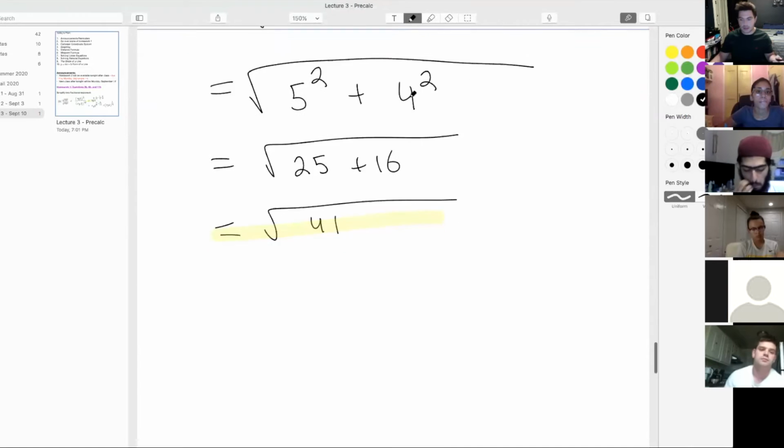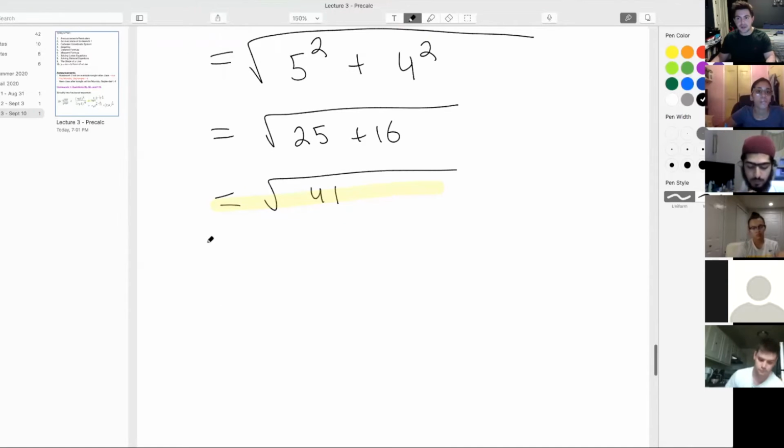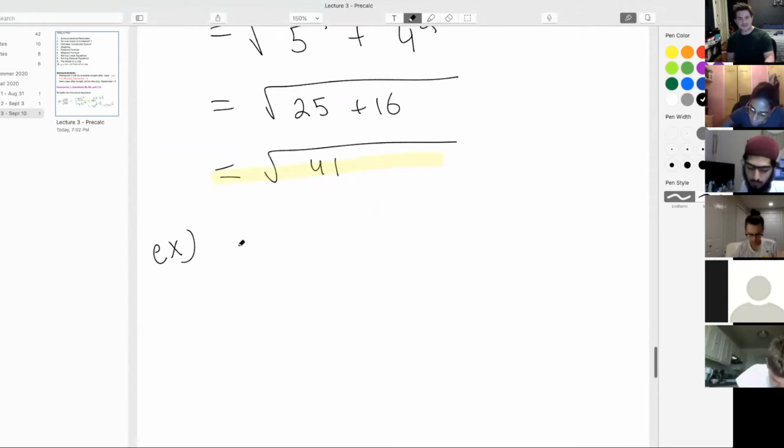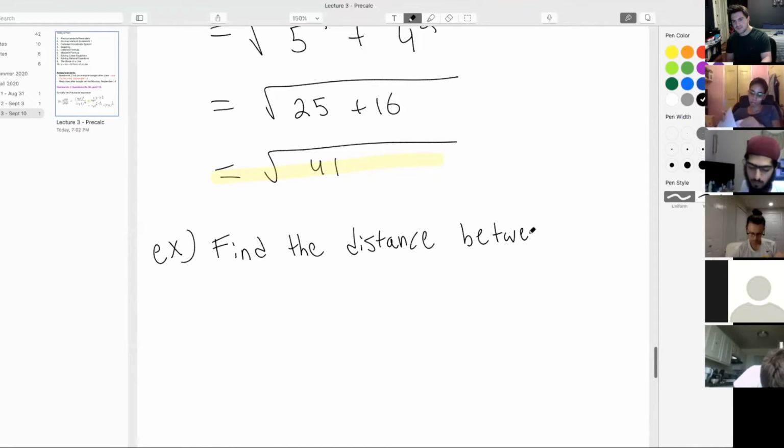All right. Let's do another example, okay? So how about this? Find the distance between what points? So 1, 4, and 11, 9.